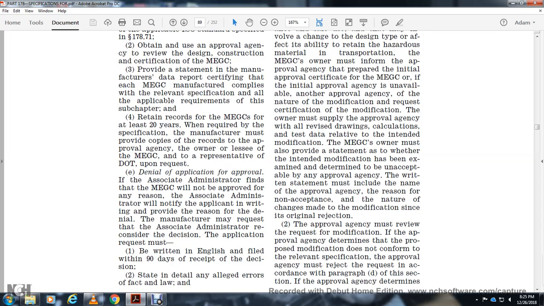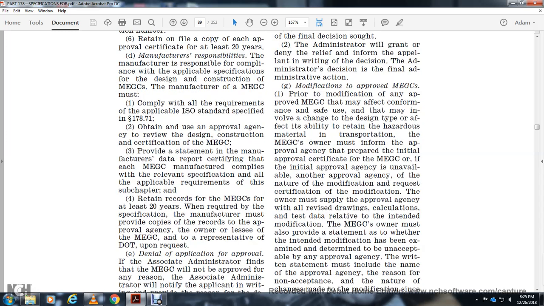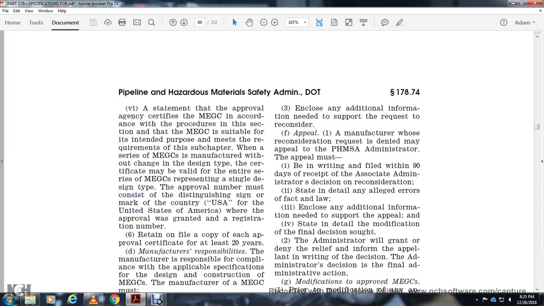the associated administrator will provide the applicant in writing the reason for the denial. The manufacturer may request the associated administrator's reconsideration of the decision. The application request must be written in English and filed within 90 days of the receipt of the decision. State in detail alleged errors in fact and law, enclosing additional information needed to support the request for reconsideration.